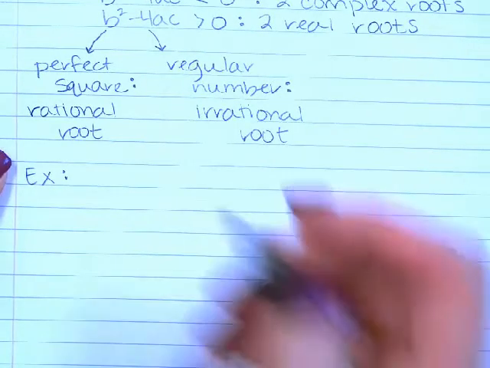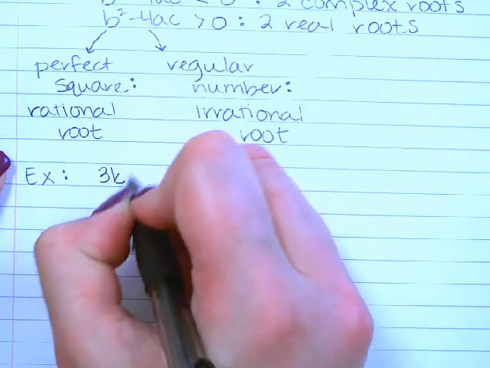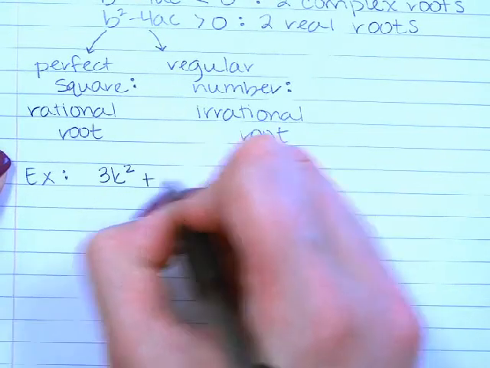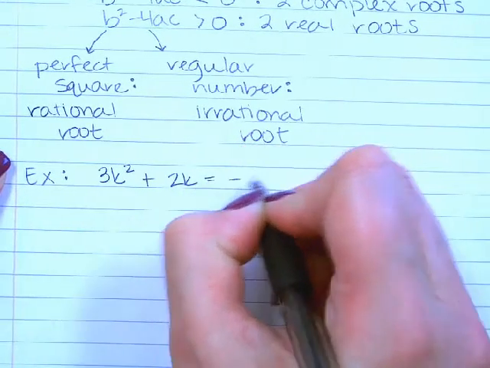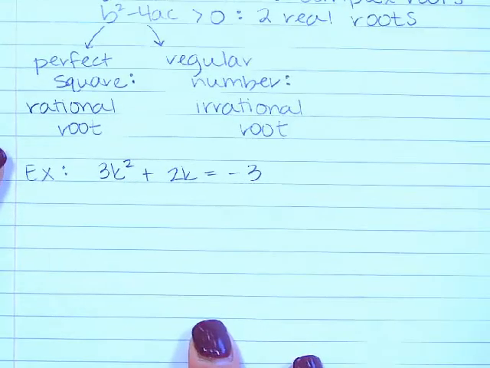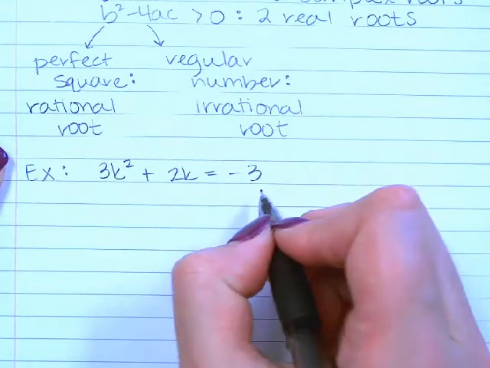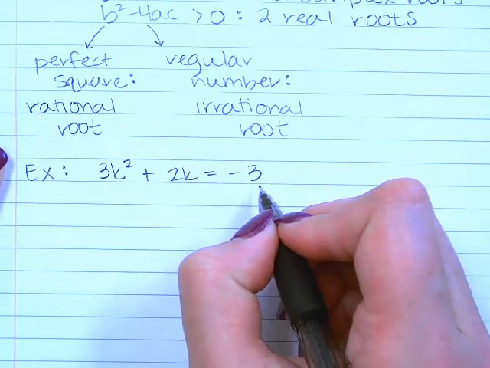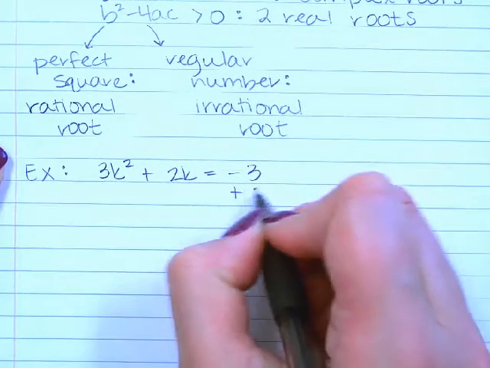So example 1 is 3k squared plus 2k equals -3. And so the first thing I'm going to do is make sure that this equals 0, and it doesn't right now, so I have to add the 3 to the other side.